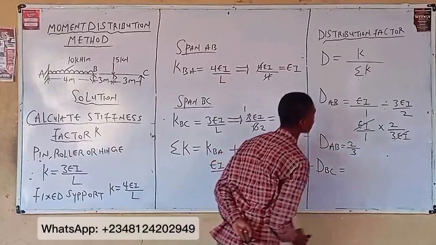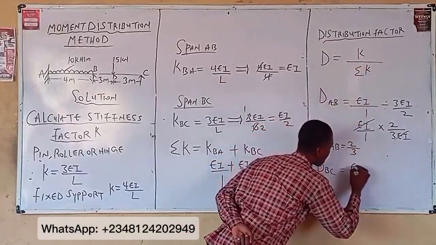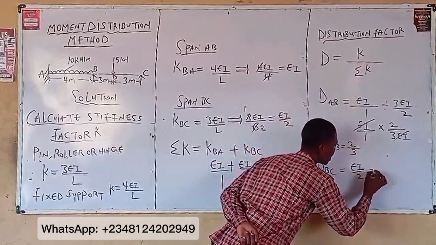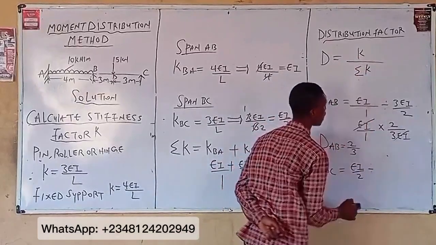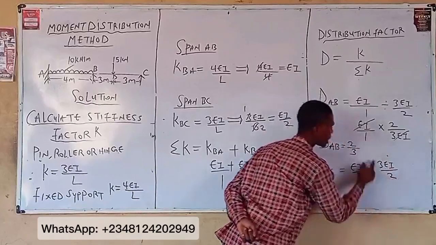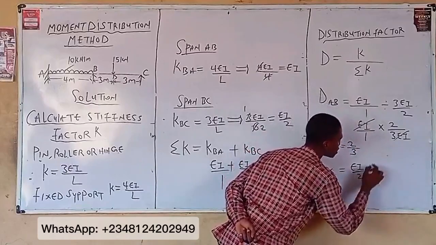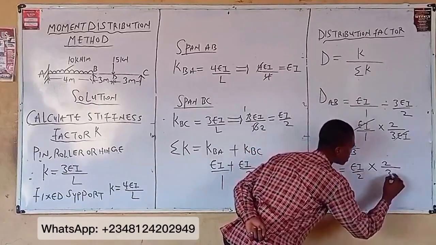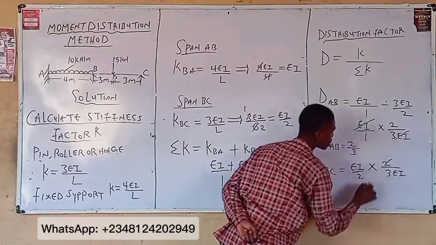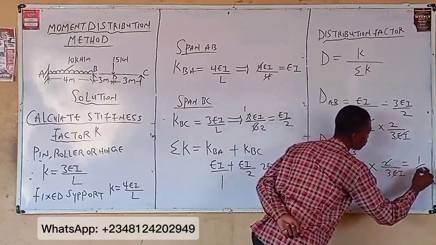Similarly, let's solve the distribution factor for span BC. Identify. What is your stiffness factor for span BC? EI over 2 divided by the summation of stiffness factor, that's 3EI over 2. When this changes to multiplication, it becomes multiplied by 2 over 3EI. 2 cancels out, EI cancels out. What do you have? 1 over 3.